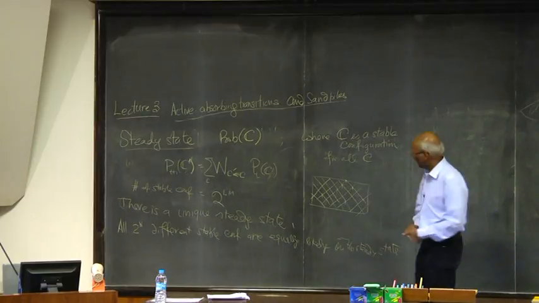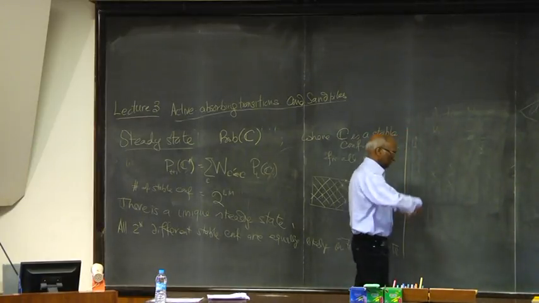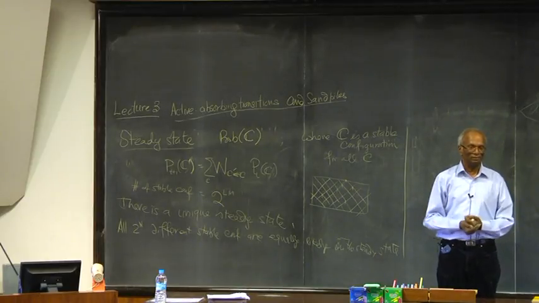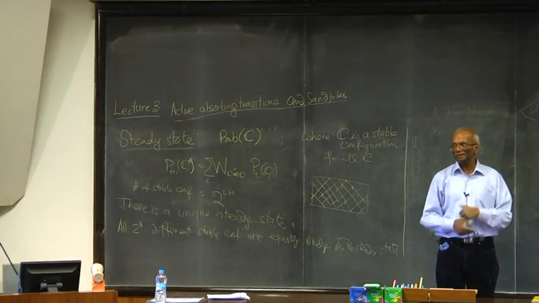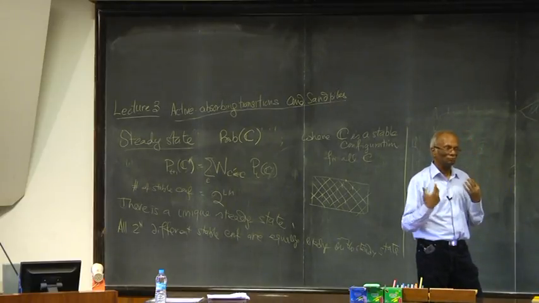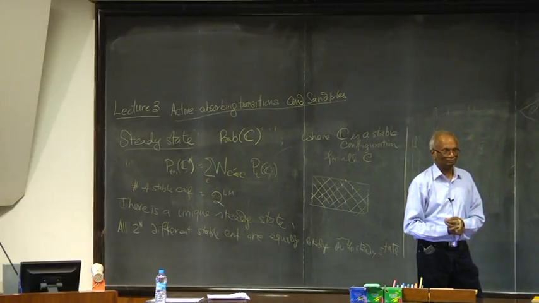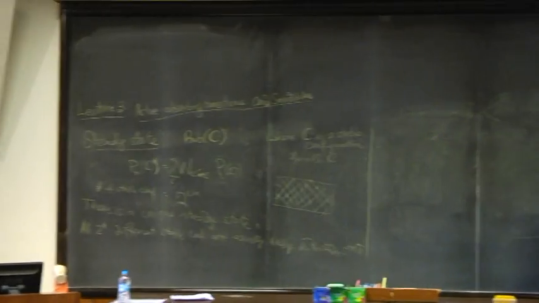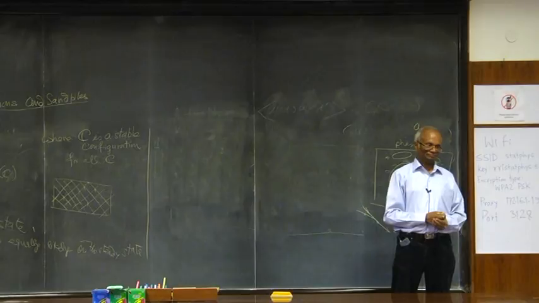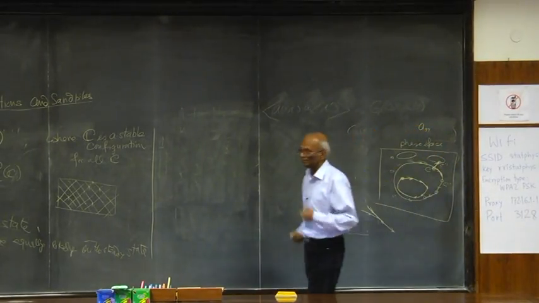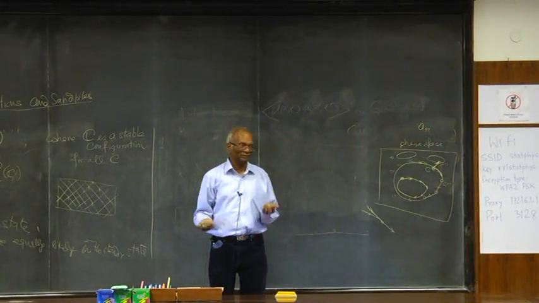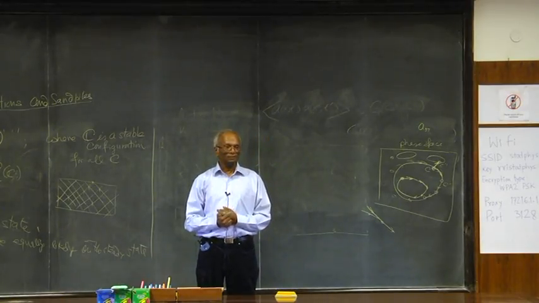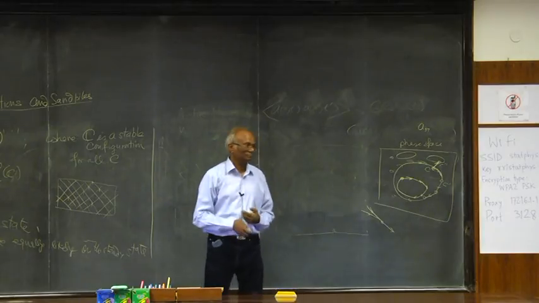So we know the steady state. There are 2 to the power n different configurations of zeros and ones, and they are all equally likely. So if you look at any particular site, it has equal chance to be either 0 or 1 in the steady state. Now I ask the question: I pick a site at random and throw a particle there. What will happen? Well, with probability half, originally there will be nothing there, and nothing will happen.